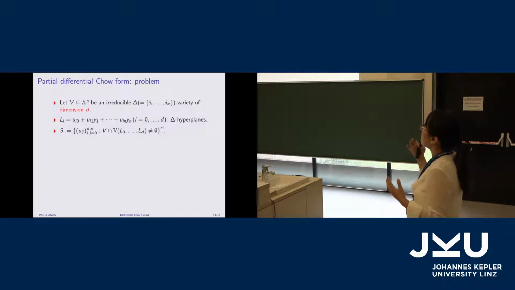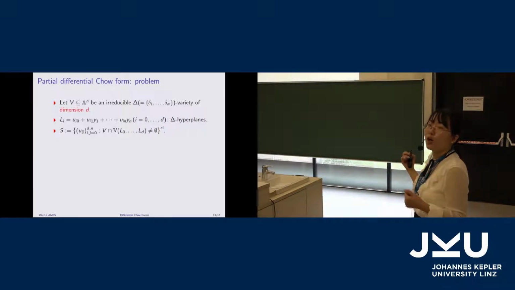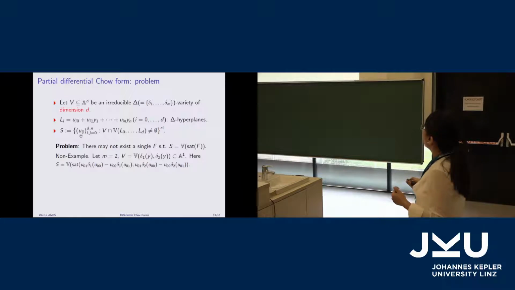And this obstacle couldn't be overcome because it may happen that there doesn't exist a single polynomial f such that S is the general component of this polynomial. So like this example shows.